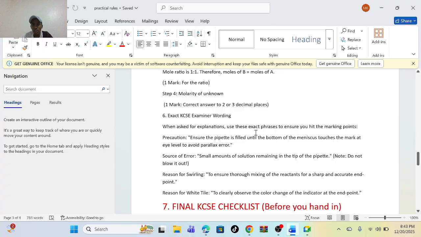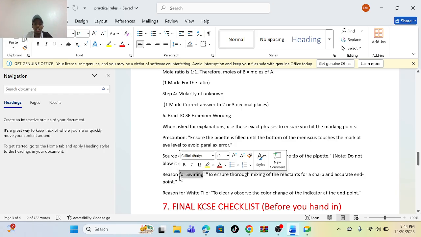When asked for an explanation, use the exact phrases to ensure you hit the marking point. Question: ensure the pipette is filled until the bottom of the meniscus touches the mark at eye level to avoid parallax error. So you have to avoid parallax error. Also, a source of error: a small amount of solution remaining in the tip of the pipette. Note that you do not blow it out. Don't blow it out.